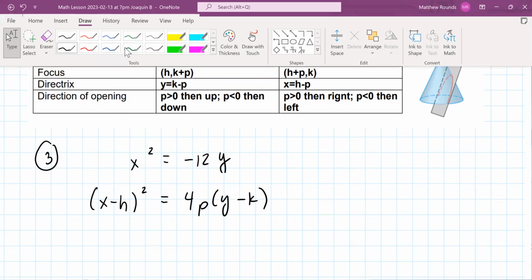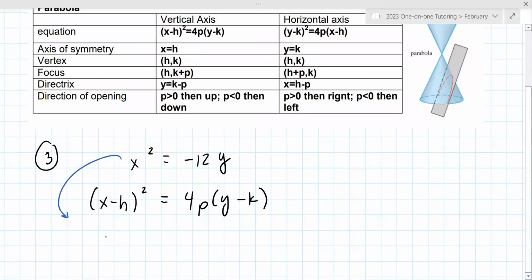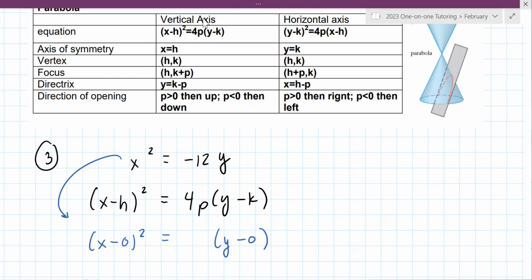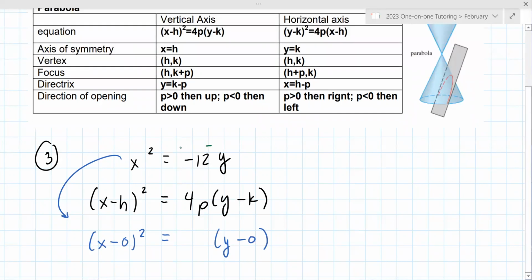So let me do that here in blue. If yours was x minus 0 squared, and then y minus 0, it's looking much closer. Would you agree to that? Yes. So then there's this 4p business. You always set 4p equal to minus 12, or the number in front of the other letter, in this case, y.